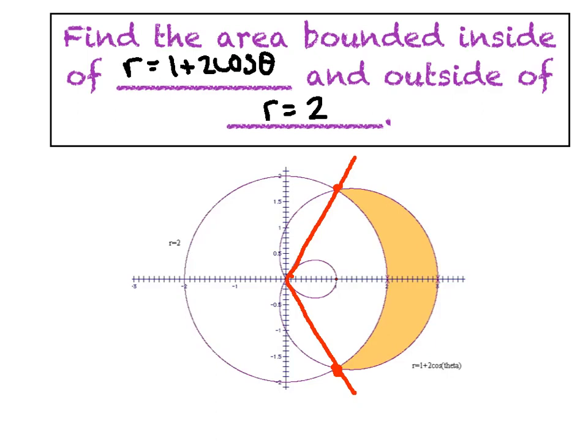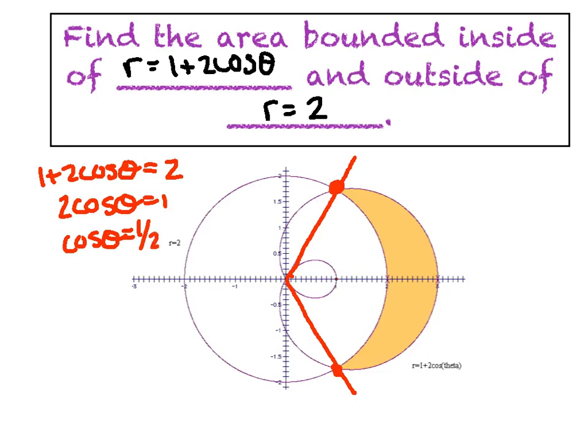So here's the trick. How do I find that intersection point right there? All we're going to do is set those two equations equal to each other. We'll say that 1 plus 2 cosine theta is equal to 2. We'll subtract the 1 over and divide by 2. And when does cosine equal 1/2? Once in the first quadrant at pi over 3, and then once in the fourth quadrant at 5 pi over 3. So that first intersection is pi over 3, and this one down here is 5 pi over 3. Those are the two intersections.